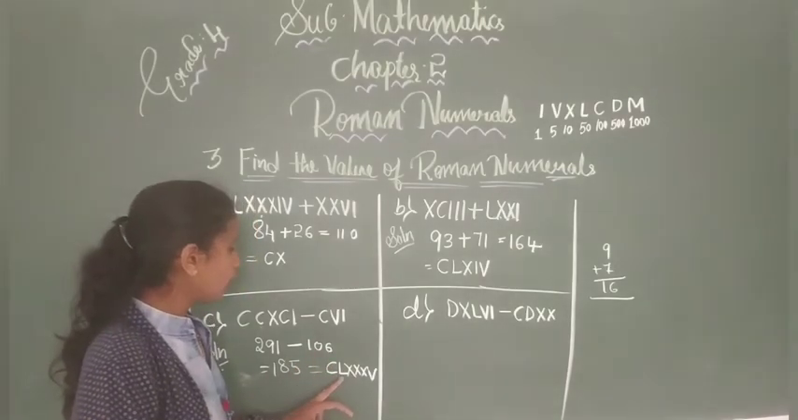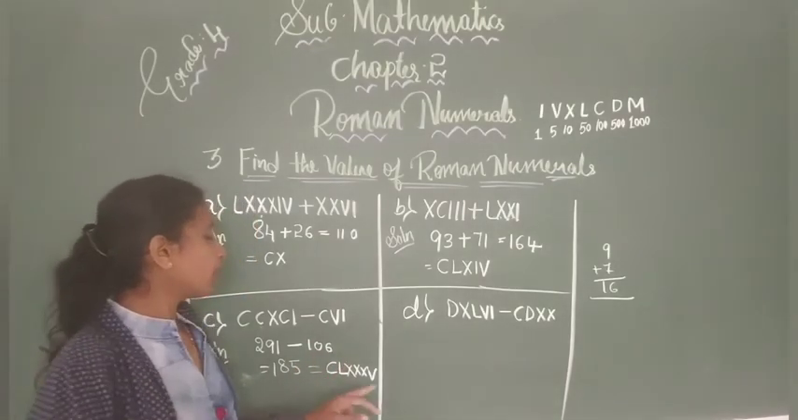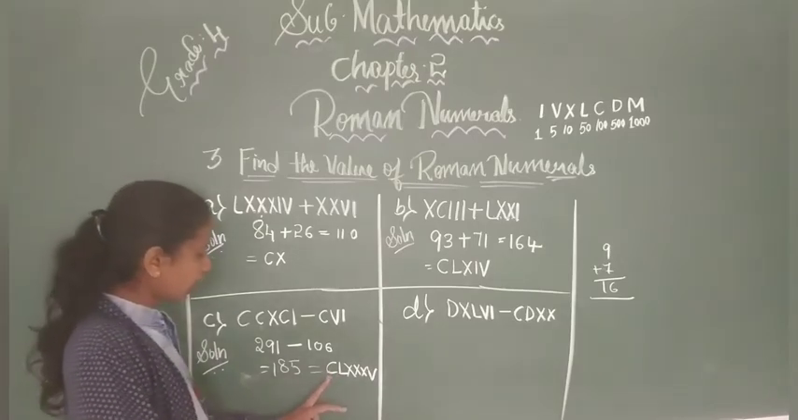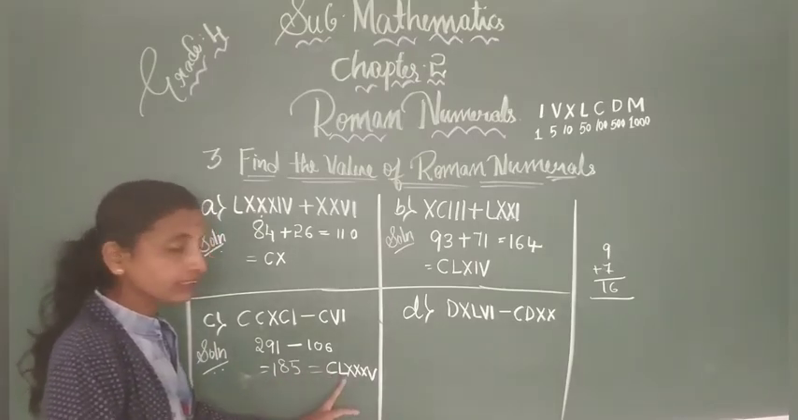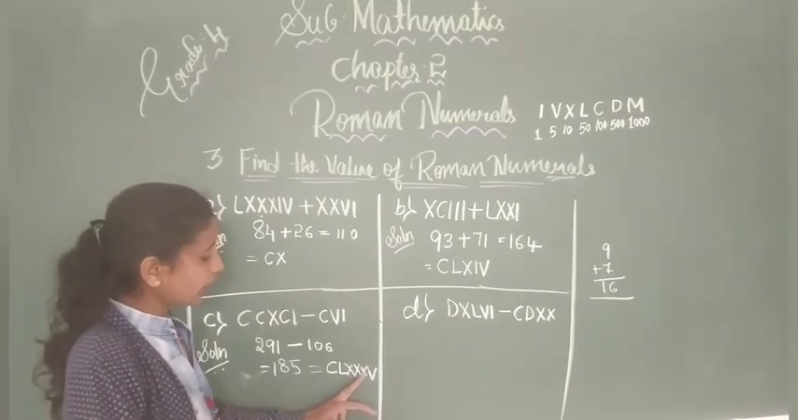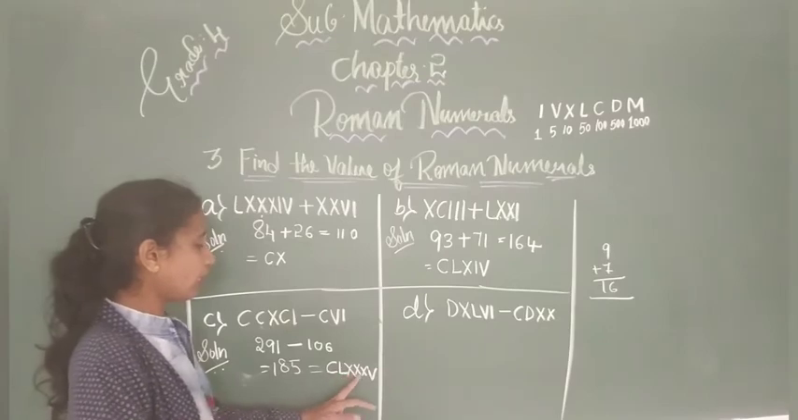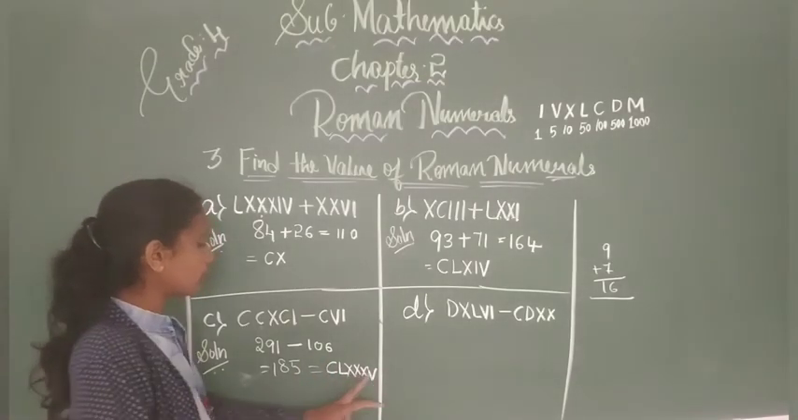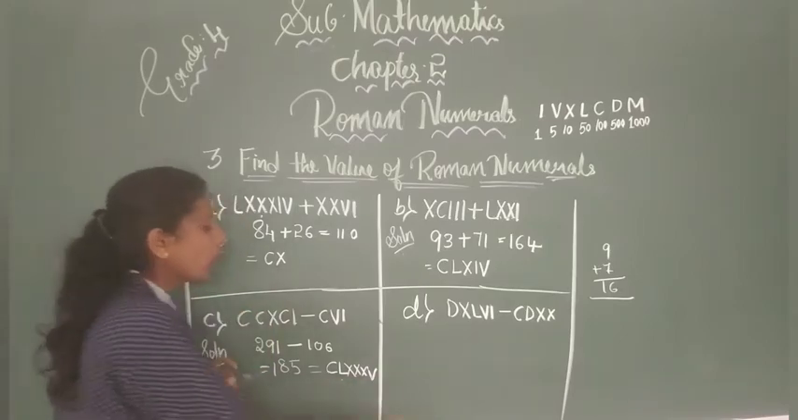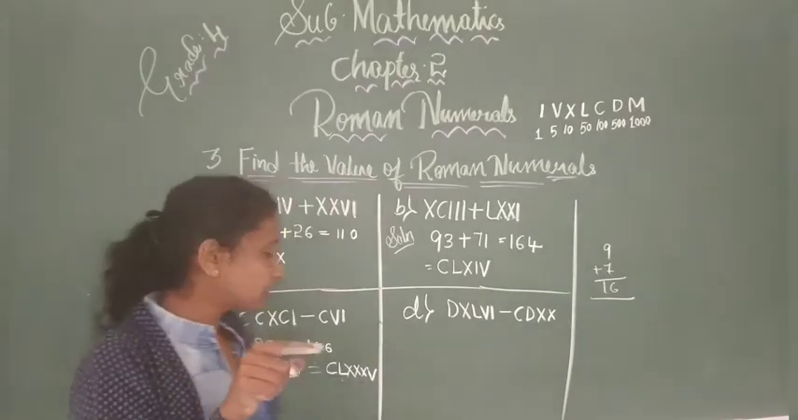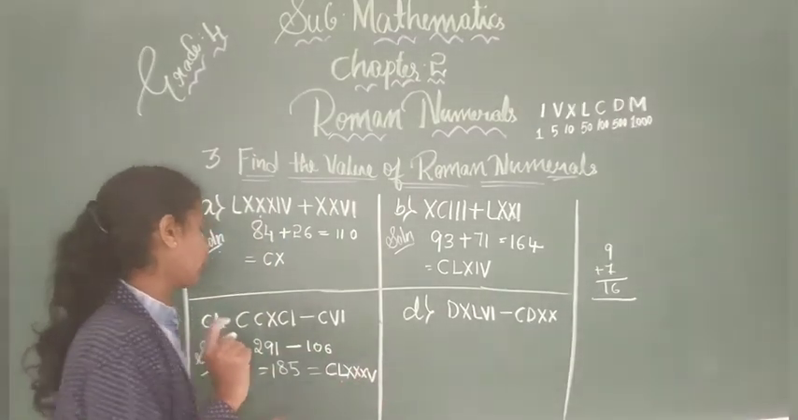C stands for 100. L means 50, 60, 70, 80, 10, 10, 10. So 185, we represent 5 as V. So the answer was C, L, X, X, X, V.